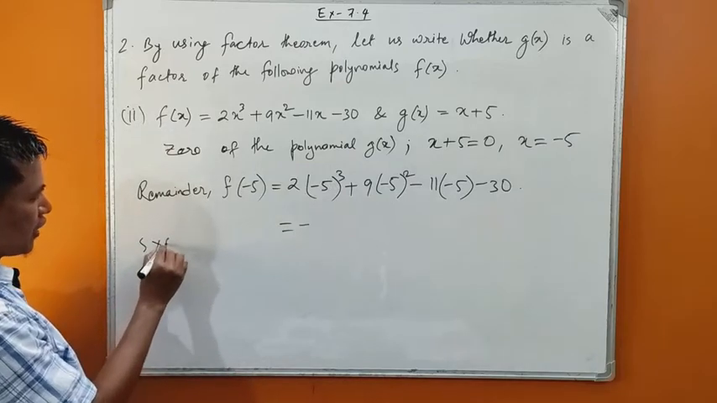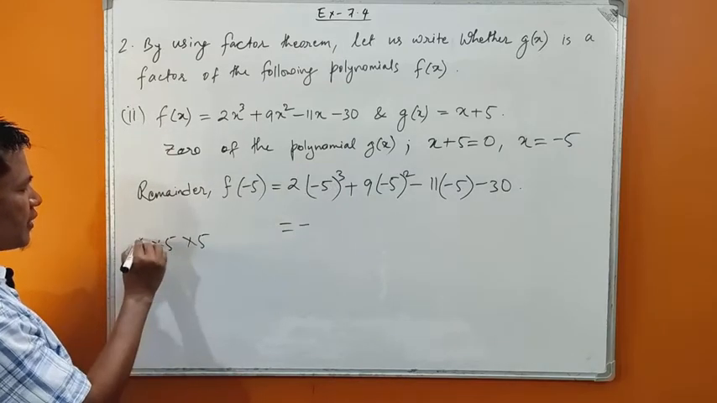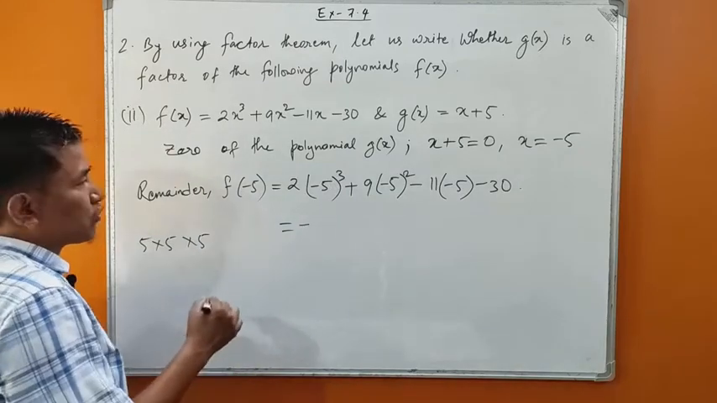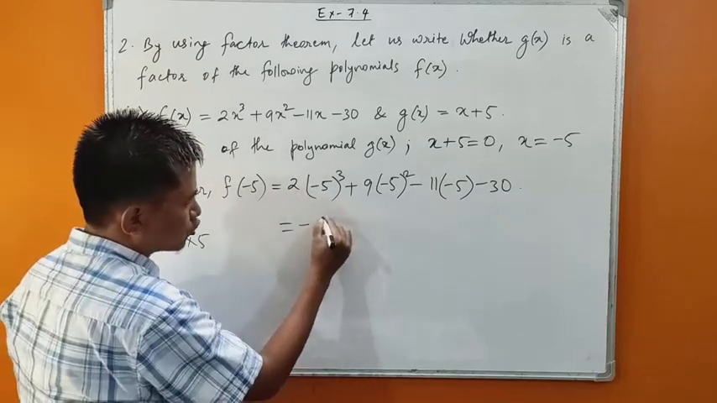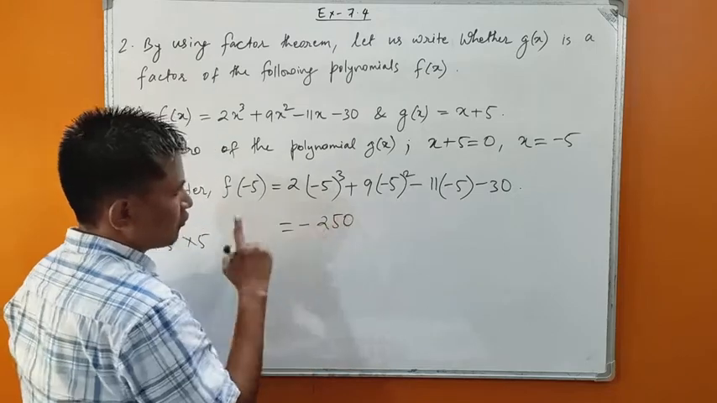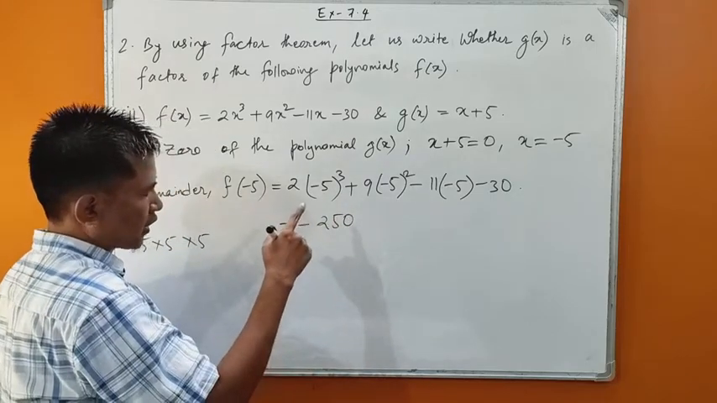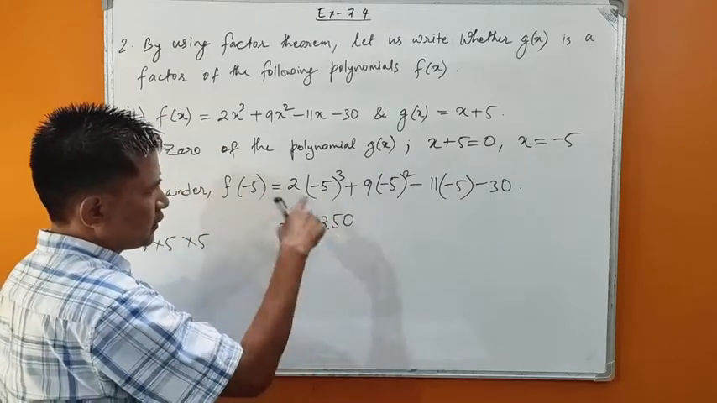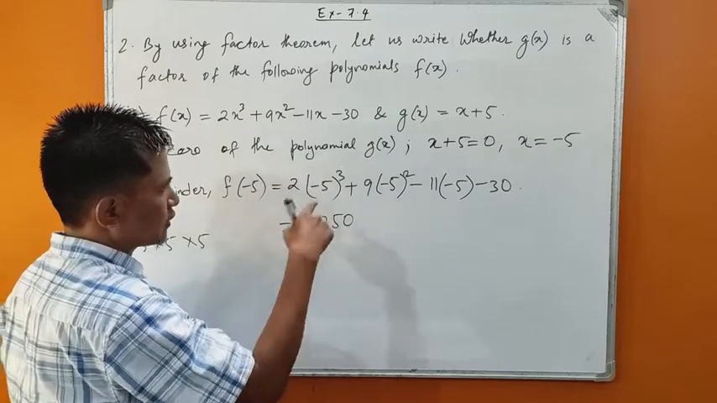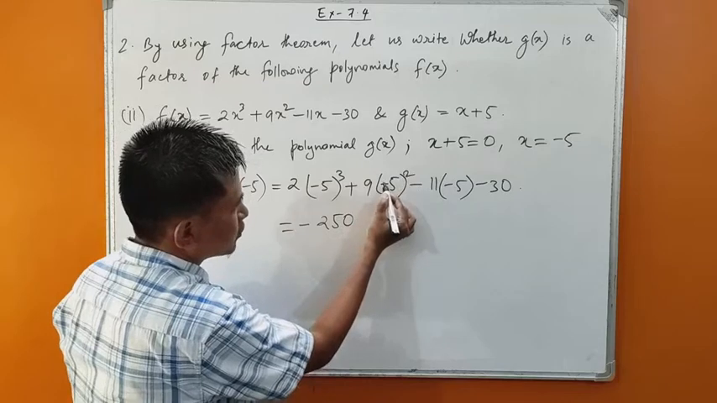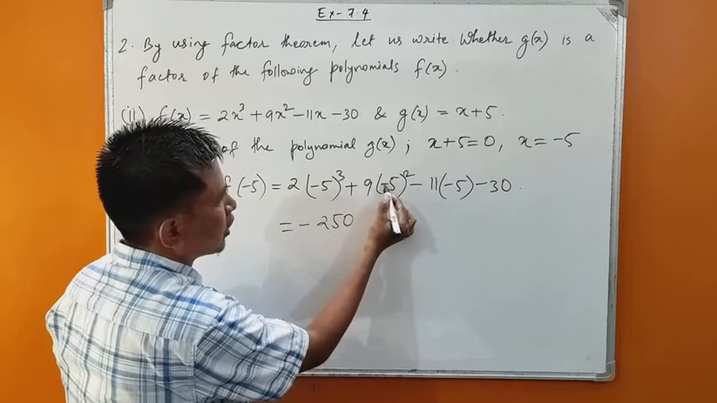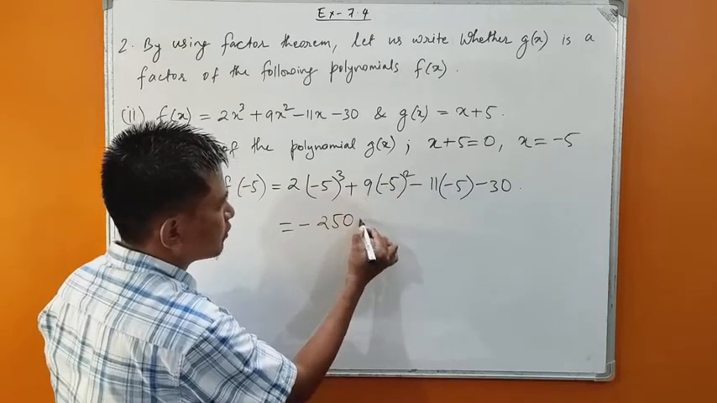5 into 5 into 5. 5 multiplied 3 times gives us 125. And 125 into 2 is 250. Okay, 5 2s are 10, 2 4s are 8, 2 1s are 2, 250. Now since the power is an even number, this sign will change to plus. So plus into plus is plus.